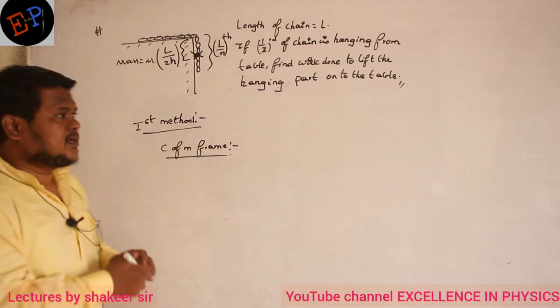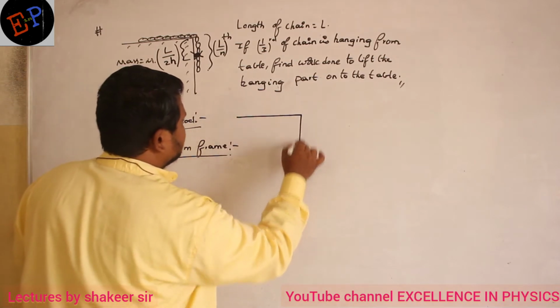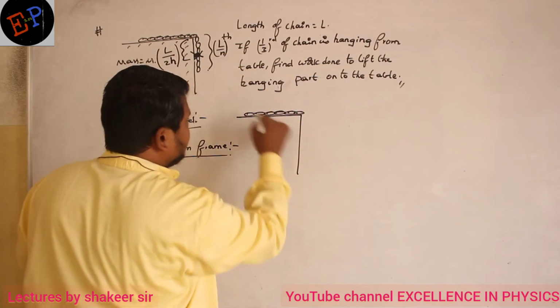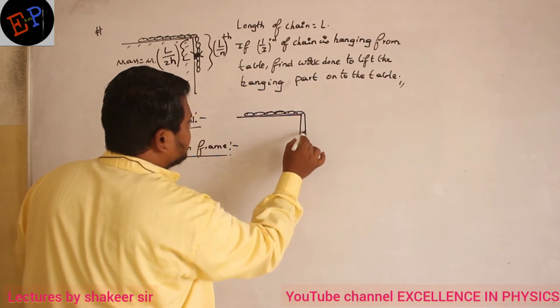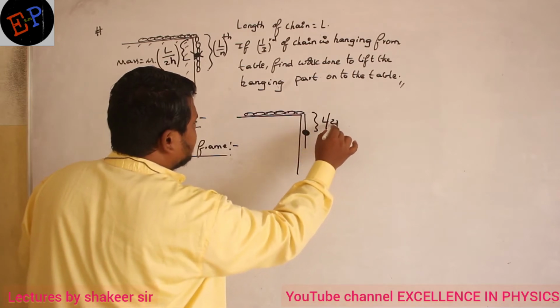Are you able to understand, ma? I will assume this to be like this. Clear, no, ma? So I will assume this is the part which is present on the table. Okay, ma? And the hanging part of the chain I can assume like this, where total mass is concentrated here only, at a distance of L by 2n.